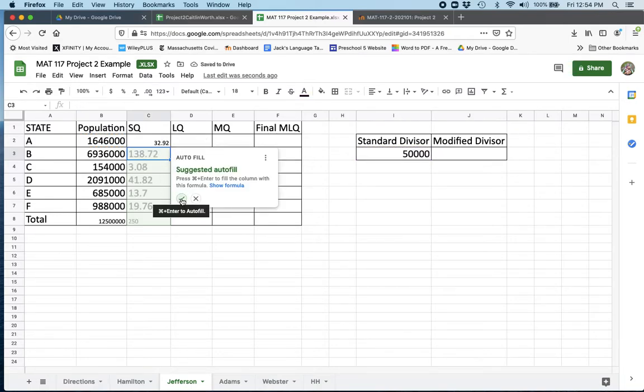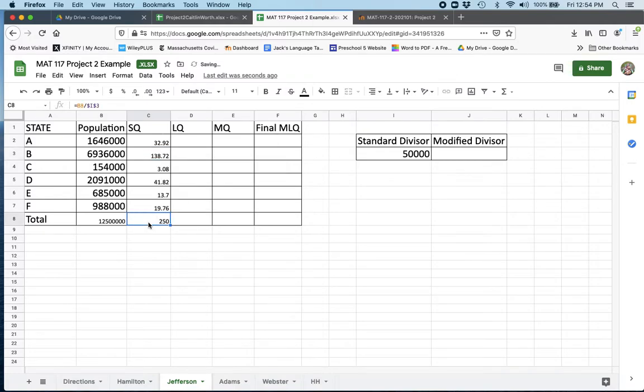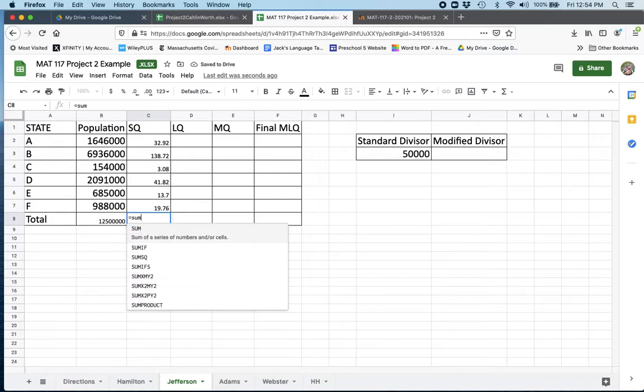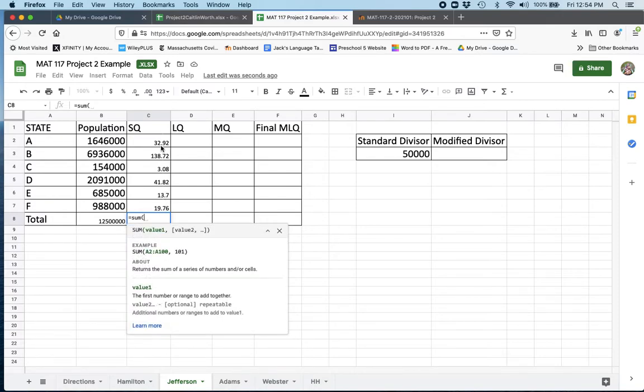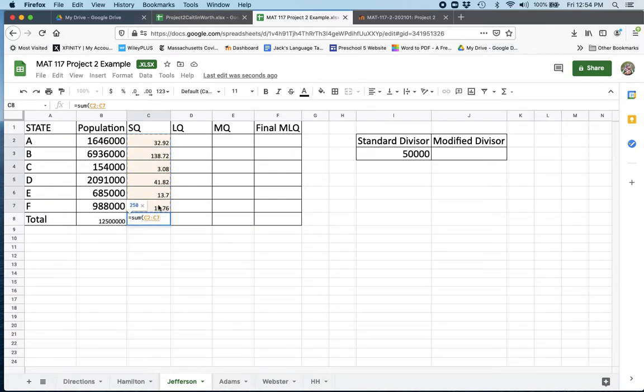And it suggests an autofill, and I like it, except for the last one. I want that to be the sum of the numbers above it. Should be 250, good. Okay, lower quota.